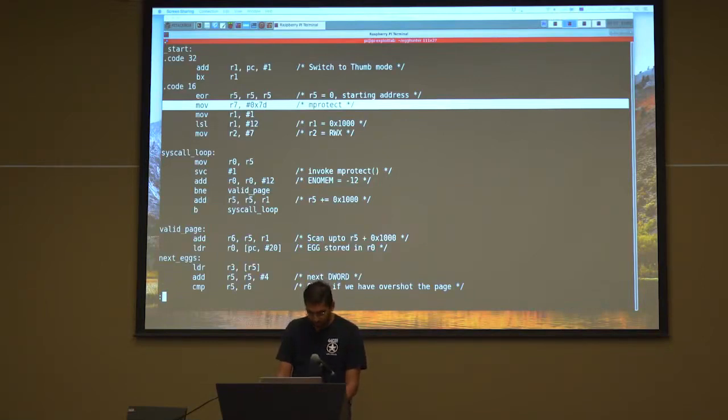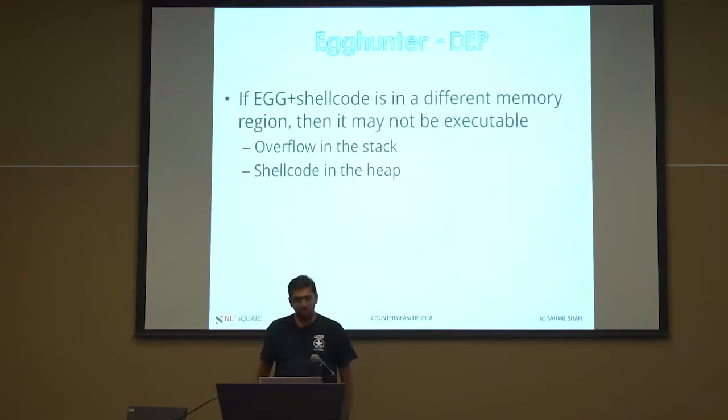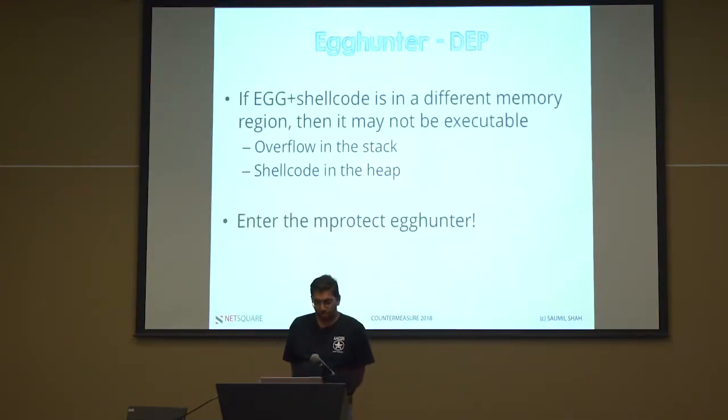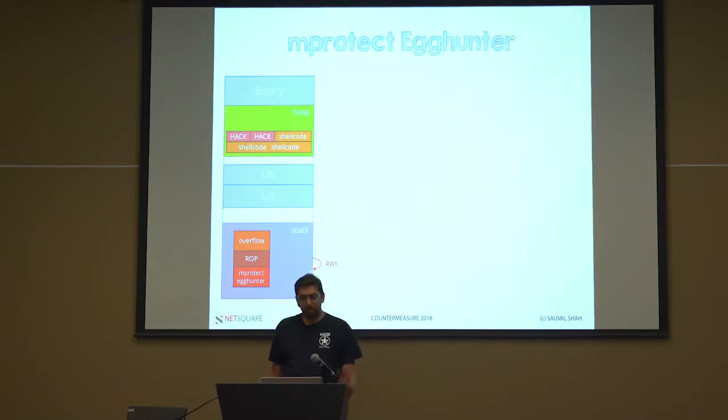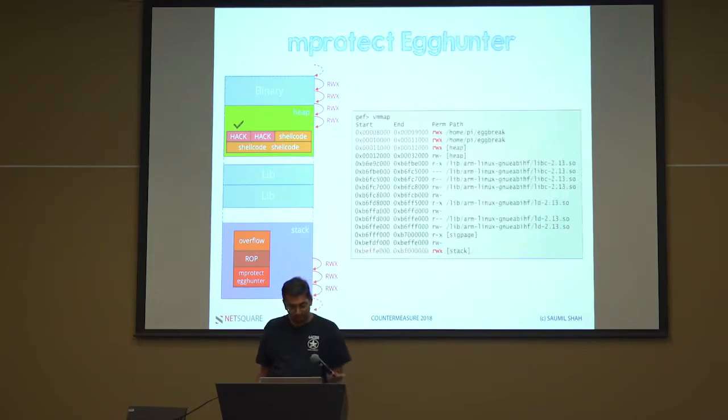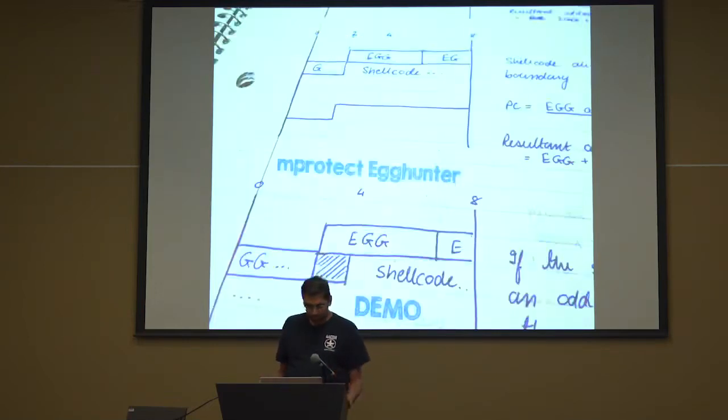So basically, this is what we're going to do. The mprotect egg hunter, the moment you invoke it, is going to search the memory pages, and as it goes, it's going to mark them RWX when it finds a valid one. So by the time we reach the heap, the page is already RWX, and our shellcode is ready to be executed. And this is the demo that I'm going to give you.